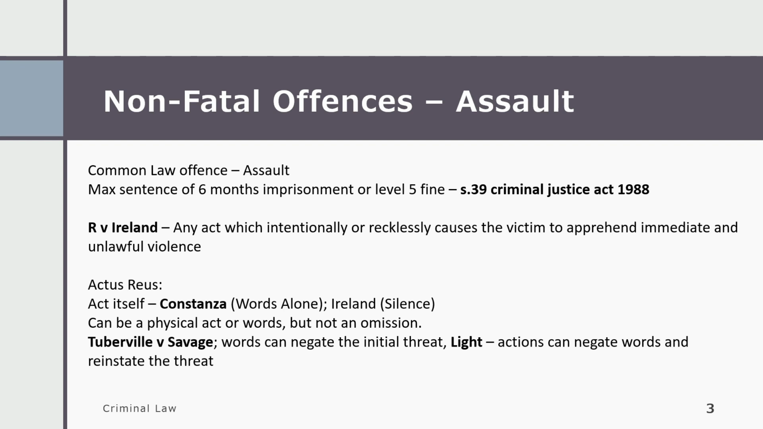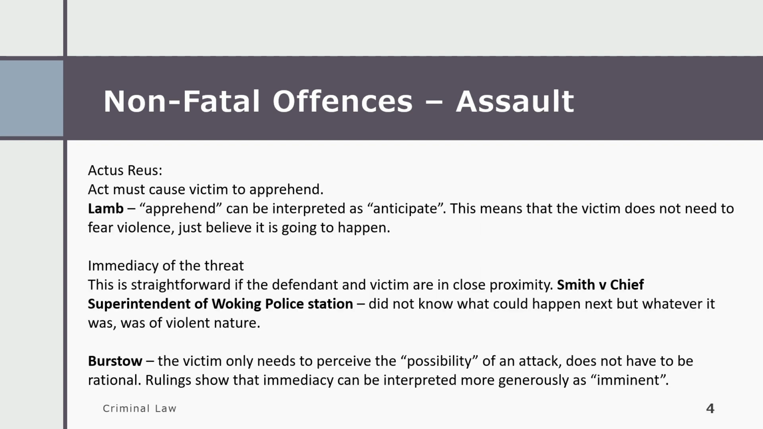So fast forward, Tuberville v Savage. Words can negate the initial threat. Light actions can negate words and reinstate the threat. So the actus reus, the act must cause the victim to apprehend immediate and unlawful violence. Lamb defined apprehend as anticipation. So it essentially said that to apprehend can be interpreted as to anticipate. This means that the victim does not need to fear violence, just believe it is going to happen.